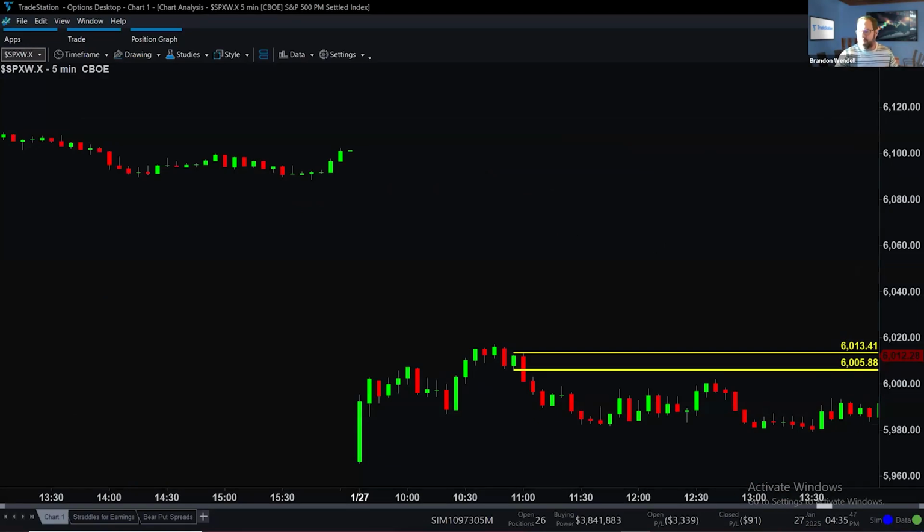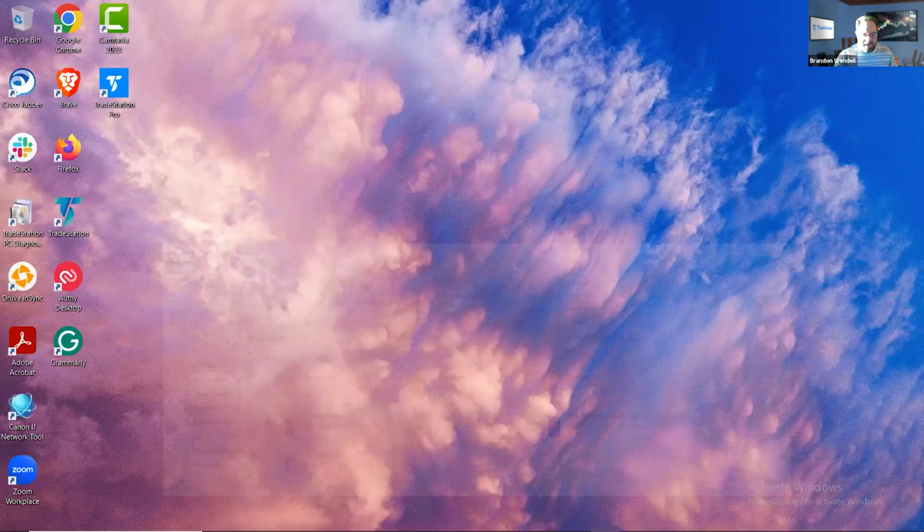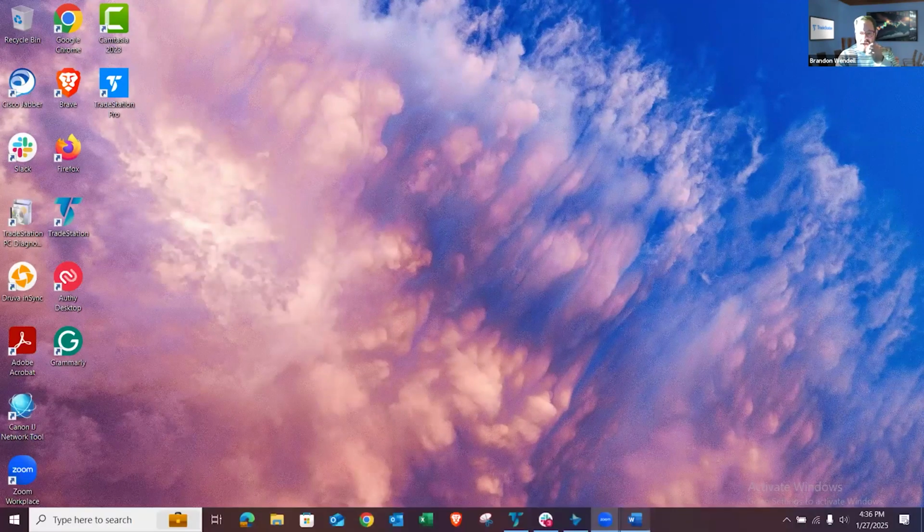Can I get my Word document back up? What's going on with this computer today? Anyway, but yes, there we go. Oh, nope, that's not it. Where'd it go? Word. Oh, there it is. Sorry, it moved off to the side here and I didn't see it. Okay.